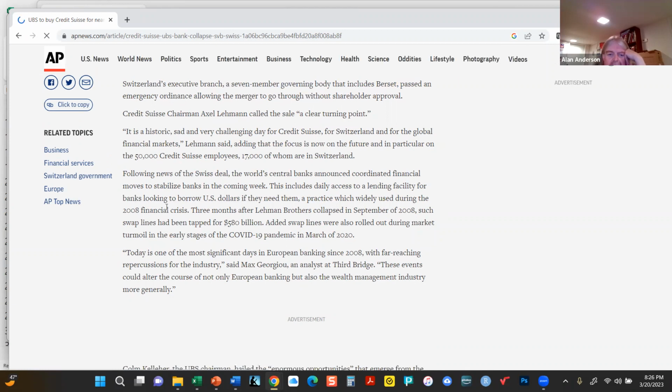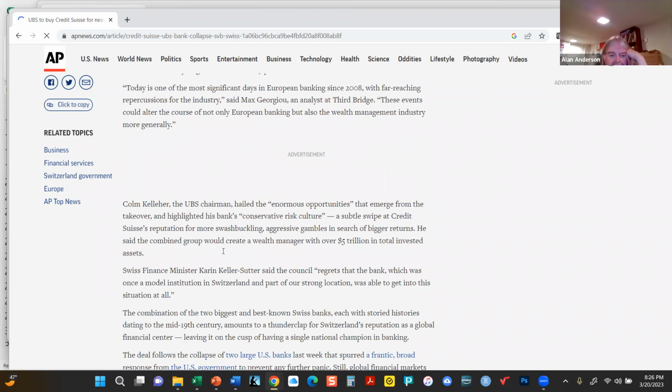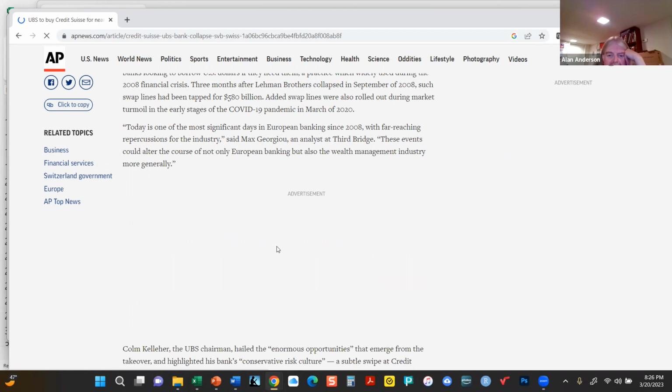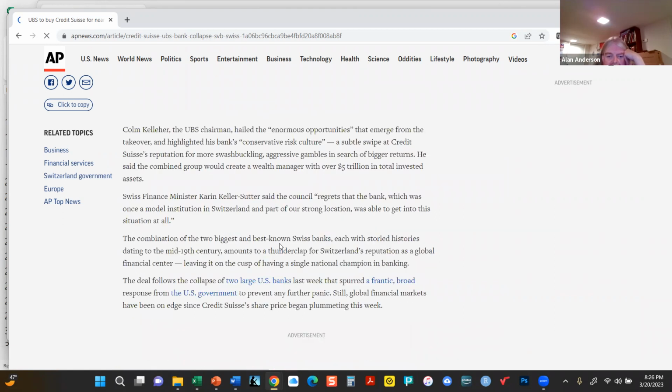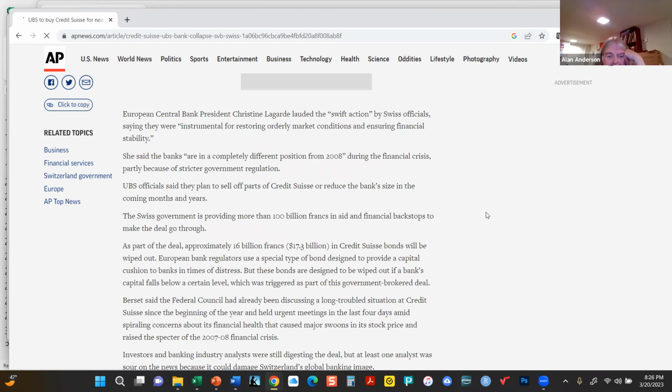Oh, here it is. UBS chairman highlights his bank's conservative risk culture. There it is: a subtle swipe at Credit Suisse's reputation for more swashbuckling, aggressive gambles in search of bigger returns. Okay, so he's basically saying it right there. He thinks that their risk management practices definitely contributed to this, but it doesn't explicitly say how. I guess we'll find out in the days to follow exactly what was going on here.